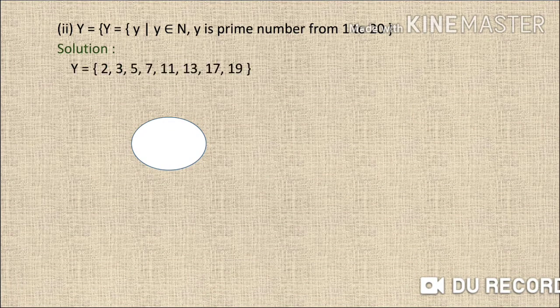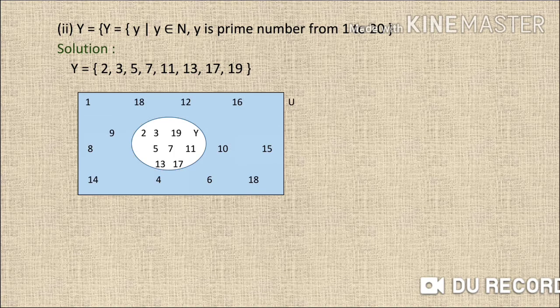So set Y is the set of elements 2, 3, 5, 7, 11, 13, 17 and 19. These are the prime numbers between 1 and 20. To represent it by Venn diagram, the universal set is shown by a rectangle and set Y is shown by a square. Y is a subset of that universal set. So this is a representation by Venn diagram.